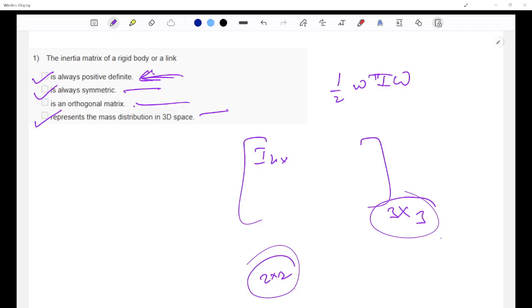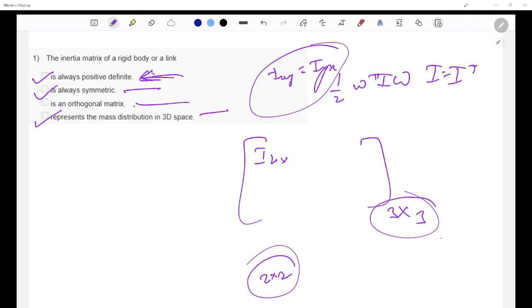Is always symmetric is also correct. We already saw that Ixy is equal to Iyx, similarly Ixz is equal to Izx and Iyz equal to Izy. This occurs because the integrals defining them are identical. So the inertia tensor is always symmetric, so I is always equal to I transpose. Because it is symmetric, the eigenvalues are real and the eigenvectors define the principal axes. That is why we can diagonalize the inertia tensor.